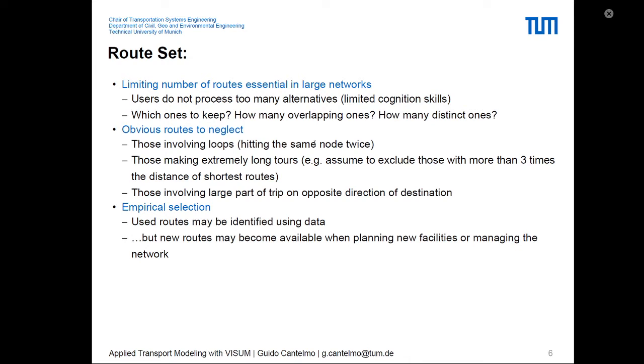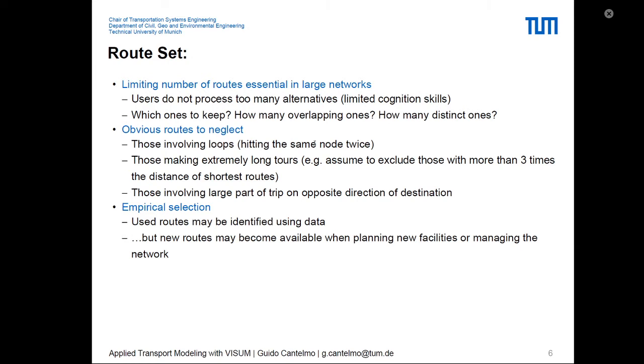If you consider that 2 routes that are very similar but have just one small difference in one of the small segments, that's already enough to define 2 different routes. So if you consider all the links in the network and all their combinations, we have a very large number of routes, a very large number of options, which are usually not necessary. Users do not process too many alternatives.